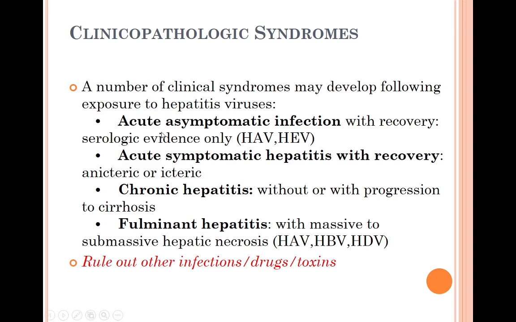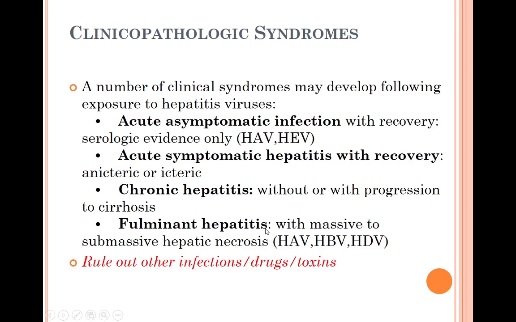So that is one, acute asymptomatic. Another is acute symptomatic hepatitis. So we were going through the clinical pathologic syndromes. Like I told you, I explained about the asymptomatic infection. There can be those who are symptomatic with recovery. They can be anicteric, meaning they are not jaundiced, or they may be icteric, meaning they might be jaundiced. And those which have chronic hepatitis, some of them with cirrhosis or some of them without progression into cirrhosis.